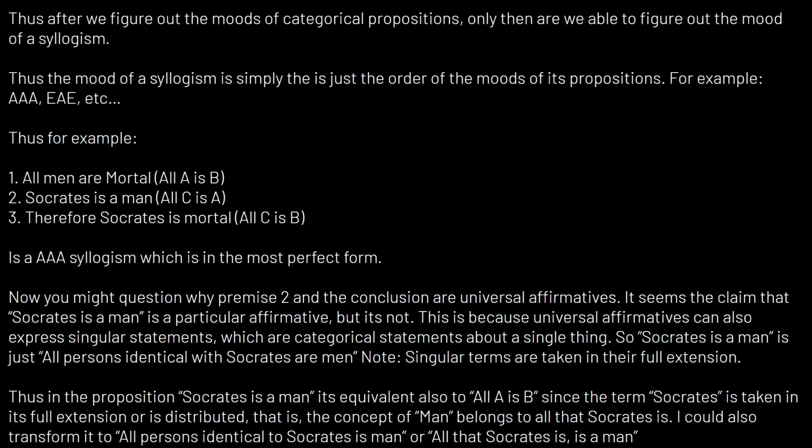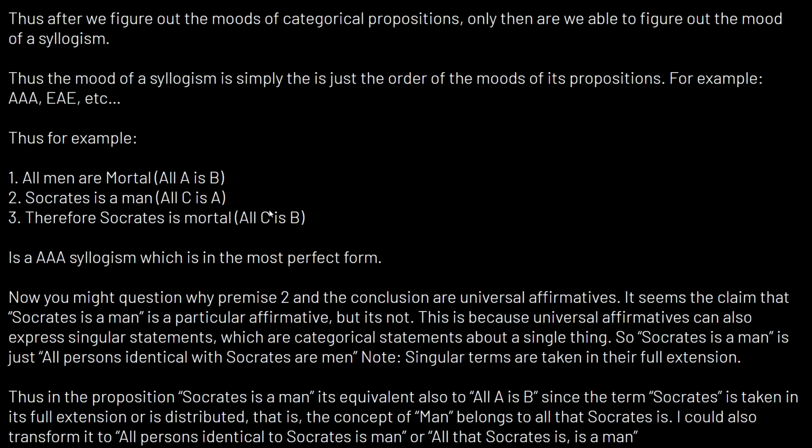You also have to note that in the last video I mentioned that singular terms are taken in their full extension. That is, if I say Luther is a monk, Luther is taken in its full extension. That is saying all that Luther is a monk, but monk is not taken in its full extension. That is, if I say Luther is a monk, I cannot say therefore every monk is Luther. So that's why Luther is a monk is the same as all C is A, because in all C is A, only C is distributed, but not A.